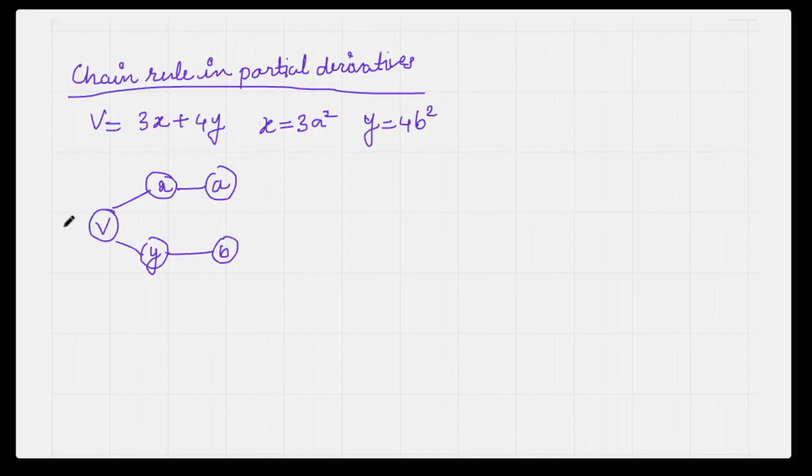Now, if I want to find del v by del a, I need to travel from v to x, which will give me what? Let's write it here. I want to calculate this. So first I have to go from here to here and then from x to a. Right? You then multiply them together to create a chain rule. So this is how it looks.